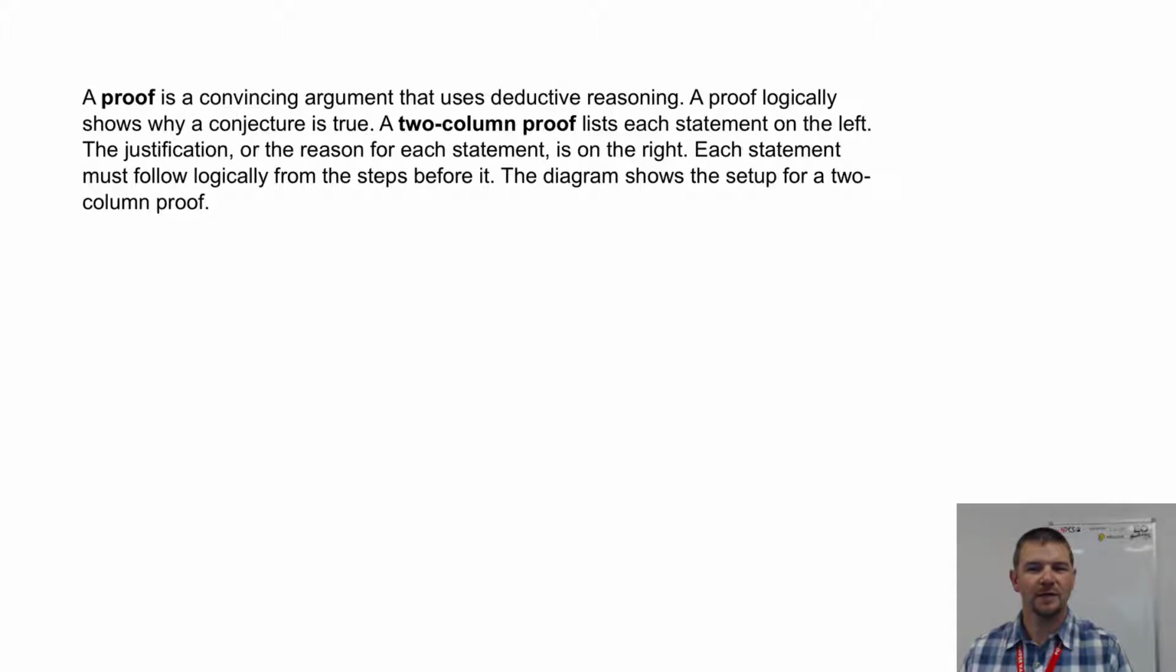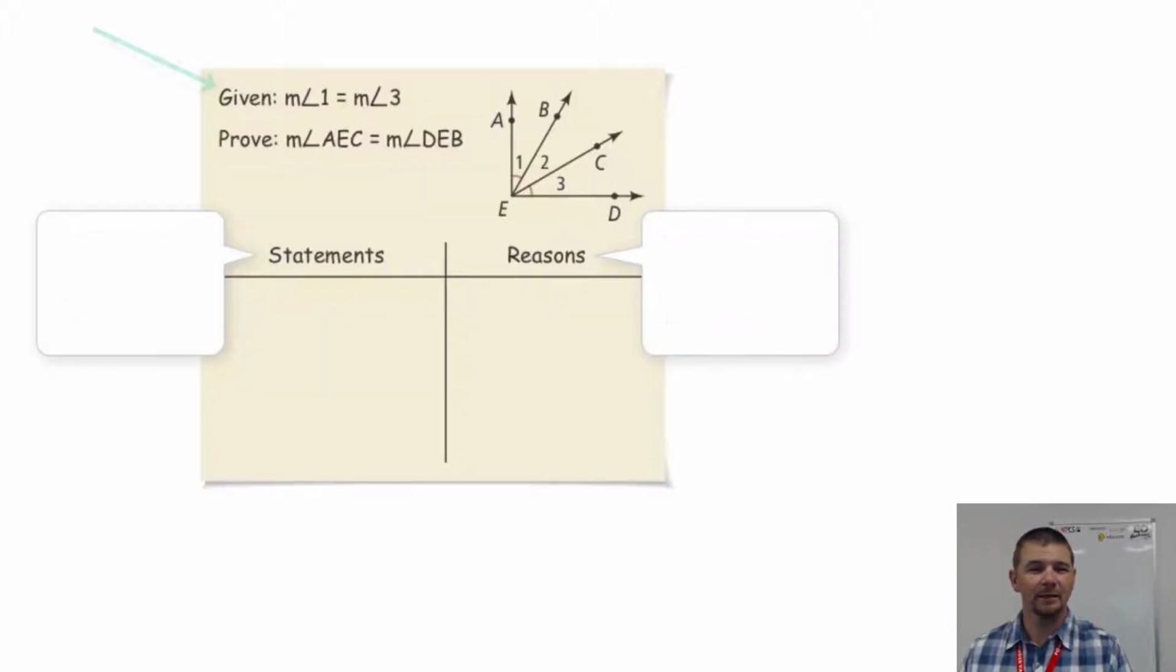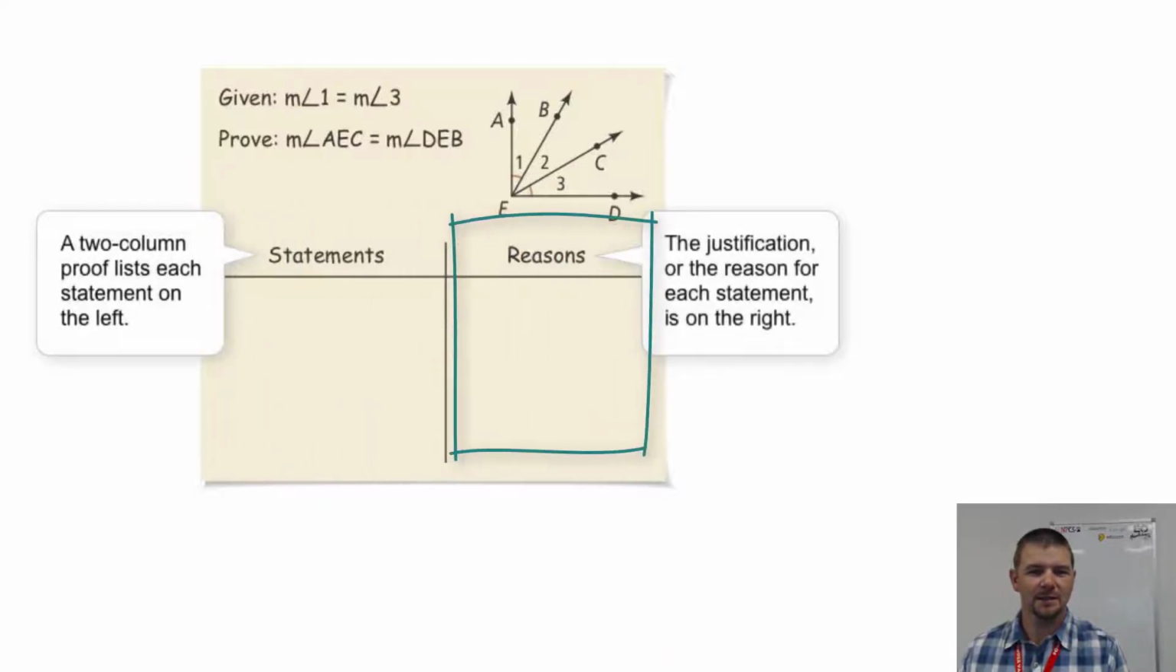The diagram shows the setup for a two-column proof. In this example, we're given the measure of angle 1 equals the measure of angle 3. We're asked to prove that the measure of angle AEC equals the measure of angle DEB. To set up a two-column proof, we start with a T-chart, statements on the left, and reasons on the right.